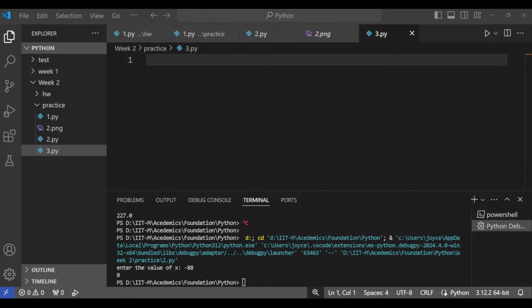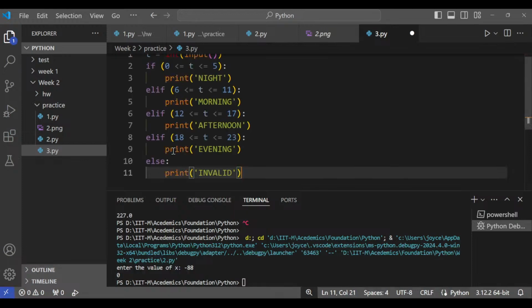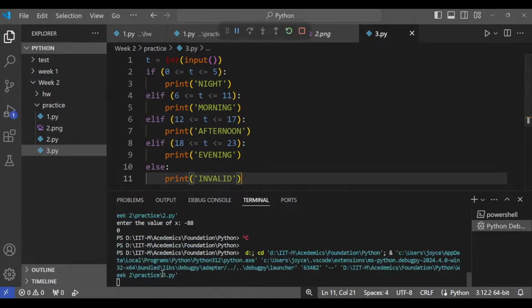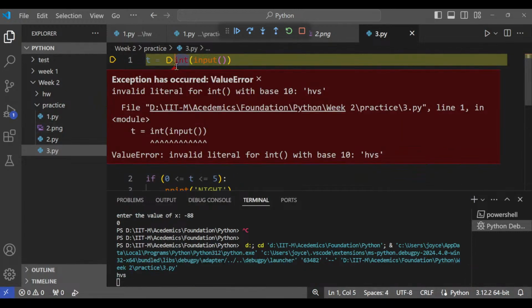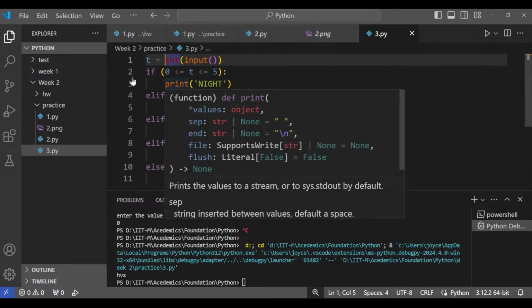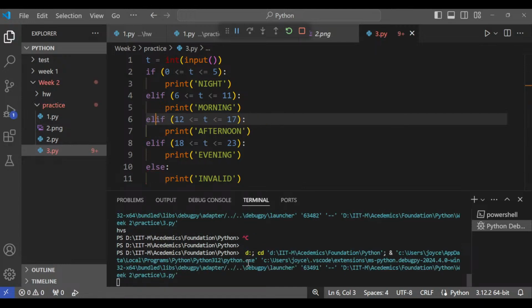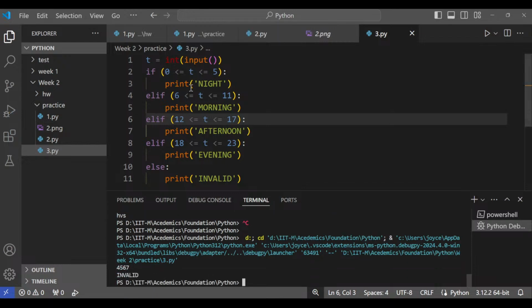Okay, third question is we need to debug the code. Debugging, I've already corrected the code here. Fine, let us understand the code and let's see what are the errors that we can face here. Is this code right? First, let's check that. We are int input by input HVS. Exception has occurred. Okay. It does not take. Let us put some integer as the input. It shows invalid.